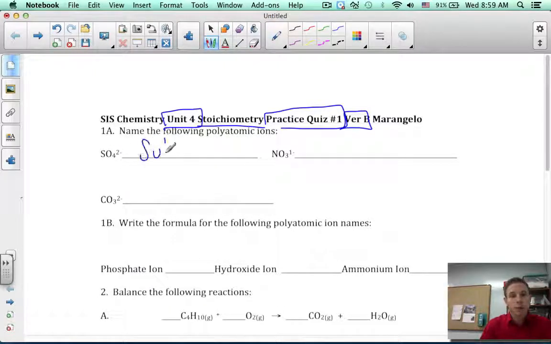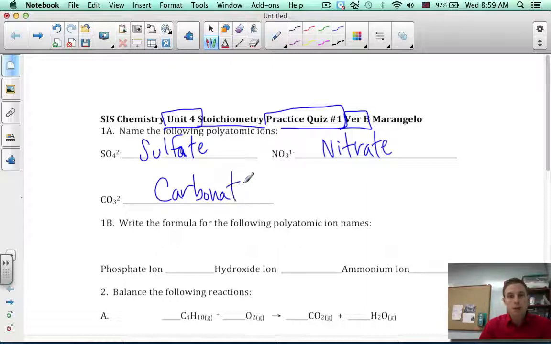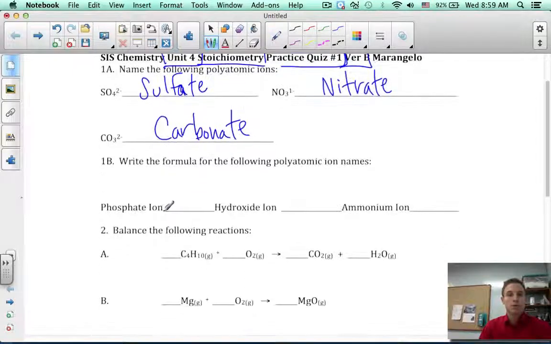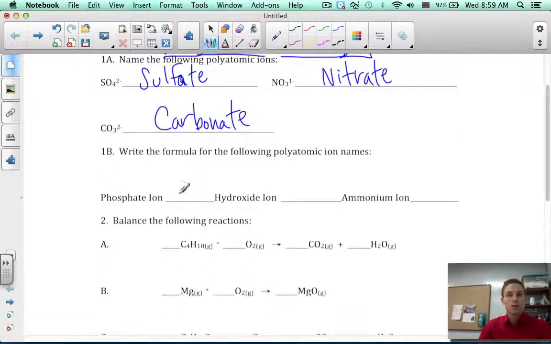SO4 2- is the sulfate ion, and NO3 1- is the nitrate ion. CO3 2- is the carbonate ion. You can go from the formula to the name, or as we do down here, from the name to the formula. So the phosphate ion is PO4 3-, the hydroxide ion is OH 1-, and the ammonium ion is NH4 1+.